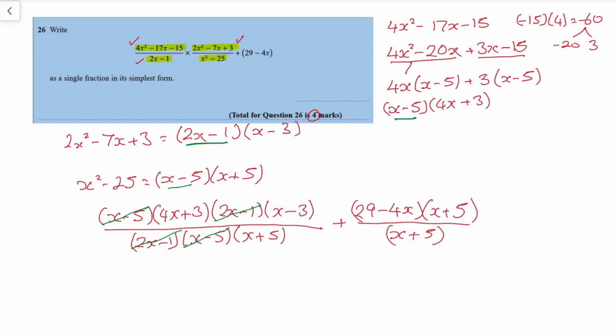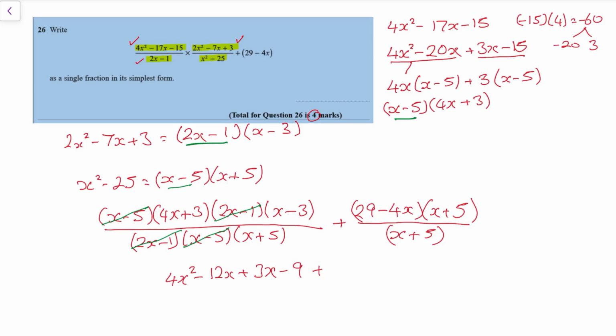So numerator on the left is 4x plus 3 times x minus 3. So that's going to be 4x squared minus, take this carefully because you don't want to make a silly error and lose a couple of marks. So 4x squared minus 12x plus 3x minus 9. And make this all one big fraction.